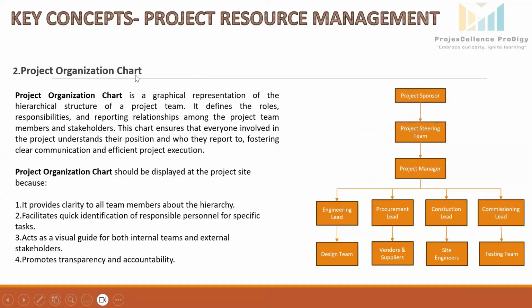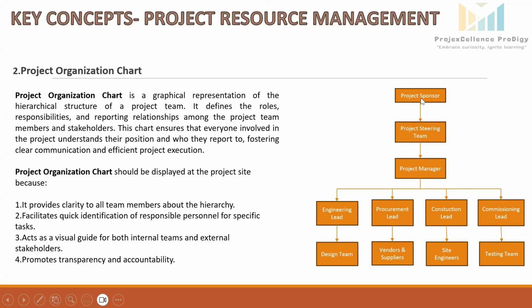Next topic is project organization chart. Project organization chart is a graphical representation of the hierarchical structure of a project team. Here we can see it defines the roles, responsibilities, and reporting relationships among the project team members and stakeholders. This chart ensures that everyone involved in the project understands their position and who they report to, fostering clear communication and efficient project execution.